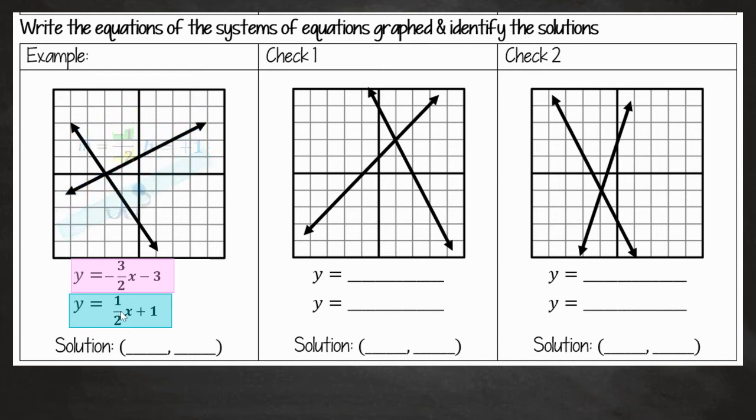Now, the easy part: what is the solution to this system of equations? Well, the solution is simply where the two lines intersect, and they intersect at this point, which has a value of (2, 0). My x value is 2 and my y value is 0. So that is my solution. And I will always list my solution as an ordered pair because it's an x and a y value.